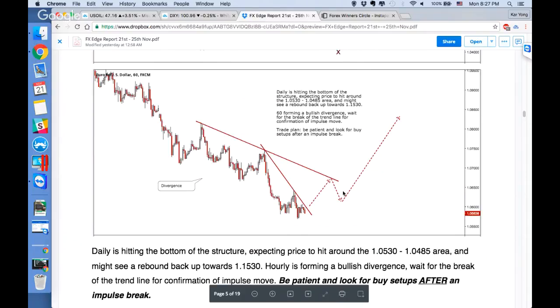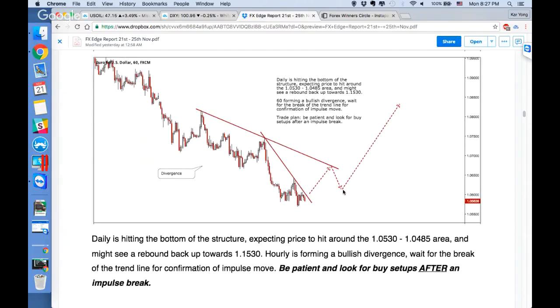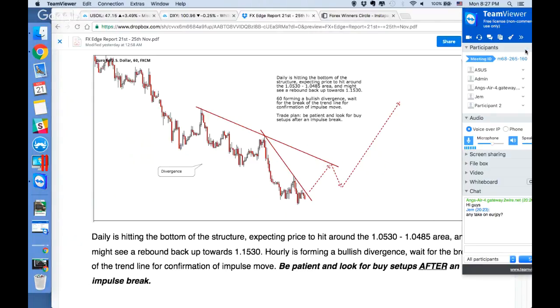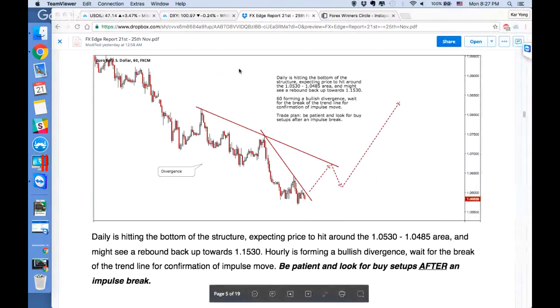go higher from here. With that, later on I'll walk you through some of the application that we have as well in terms of update. So take note of this report, how you can start using it.